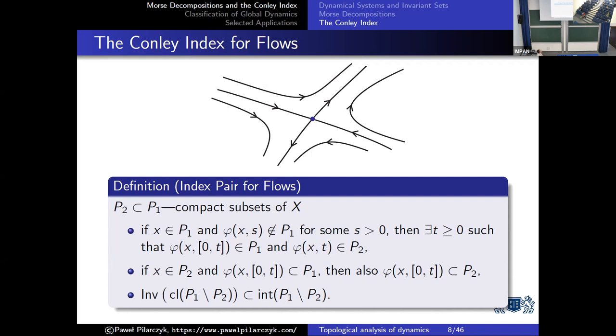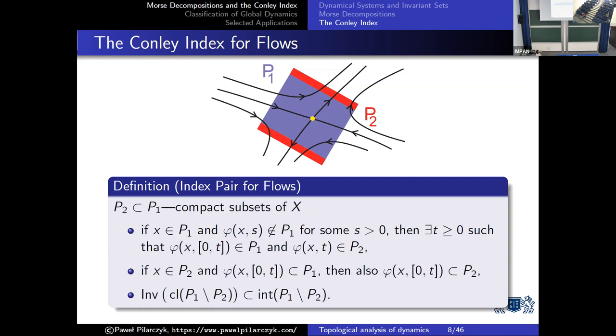The definition of the Conley index is based on the notion of an index pair. The index pair, like the example here, consists of two sets. The larger set, the union of the blue and red in this picture, is called P1. And the smaller set is usually denoted P2, or P0 in some cases. This subset captures the part of the larger set through which the trajectories leave the isolating neighborhood. So we have the following three conditions.